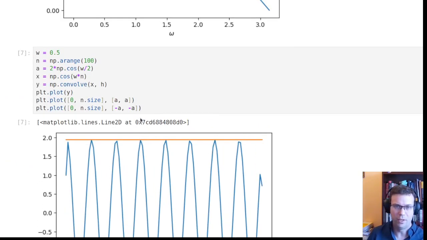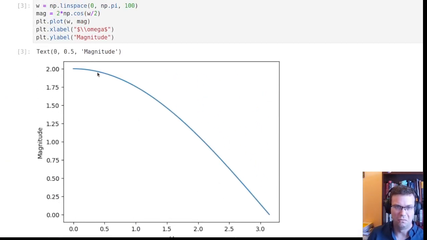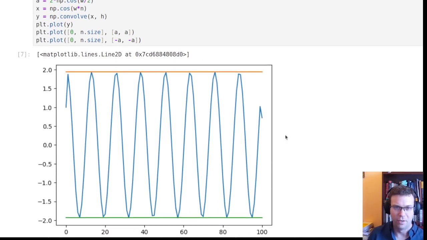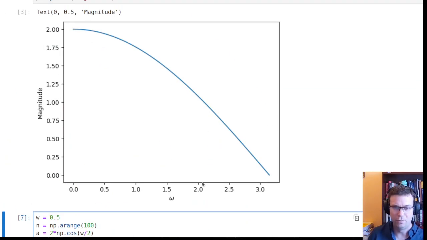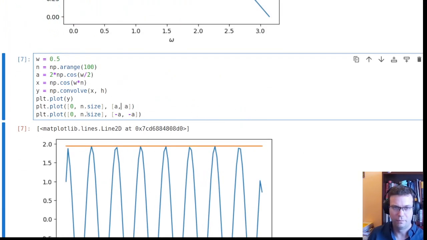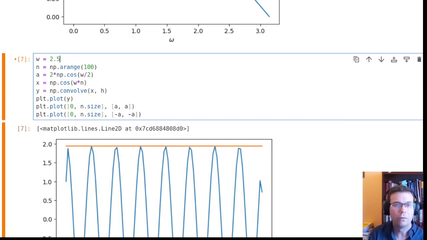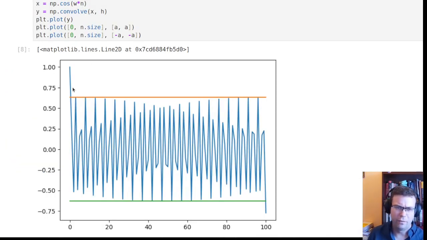Okay, so this told me the amplitude was going to be about 1.9 or something. And there it is. Okay. Just one more example. Let's choose 2.5. So I'll say omega is equal to 2.5. And aside from these, there's some boundary effects here. But once we get rolling, we can see that the amplitude is totally within that range.